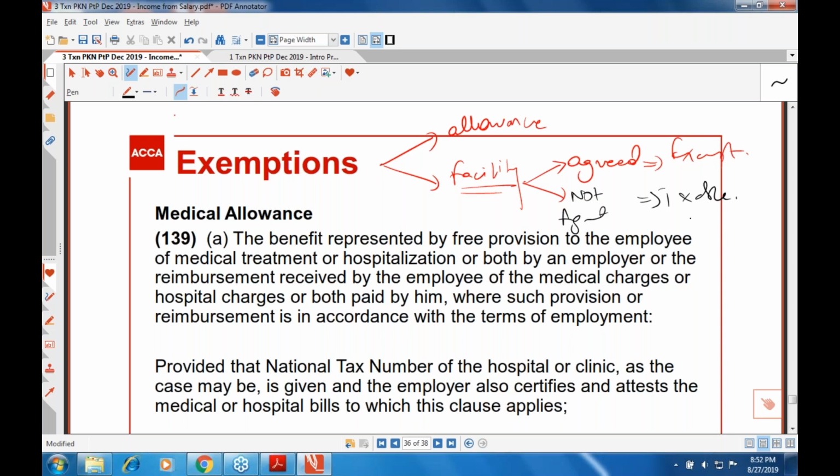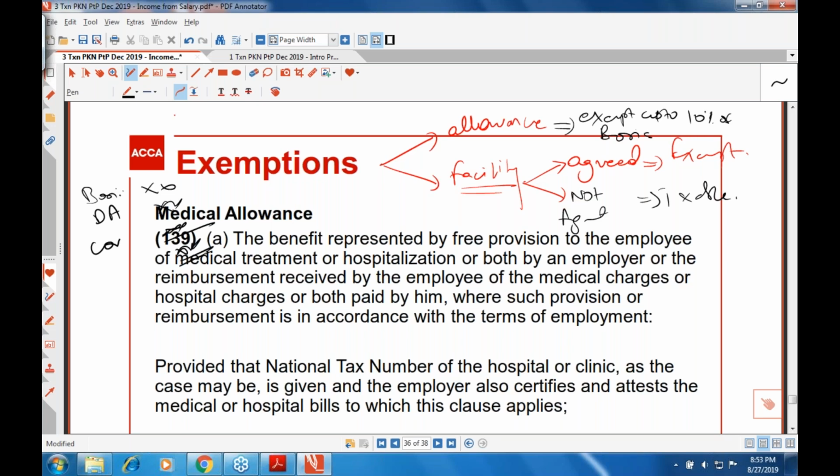The next situation is medical allowance. Now let's try to understand. The medical allowance is usually given in cash and it is exempt up to 10% of basic salary. So when the companies create the salary structure, they create it like this: some portion is basic salary, some dearness allowance, some conveyance allowance, etc. The salary structure is created like this.